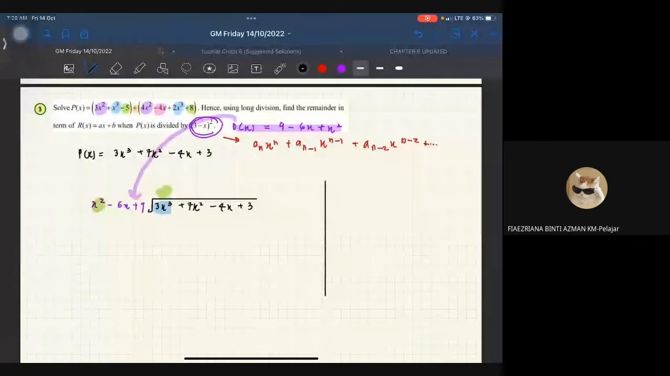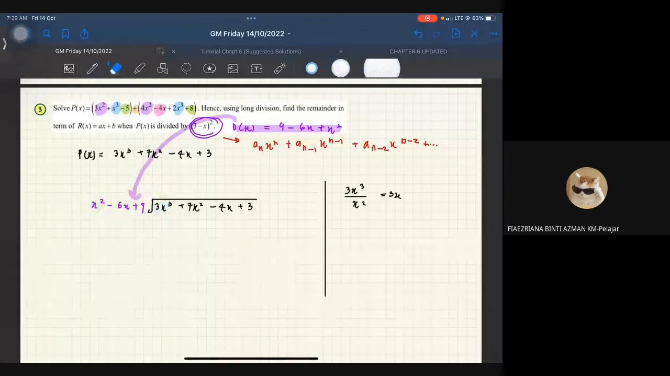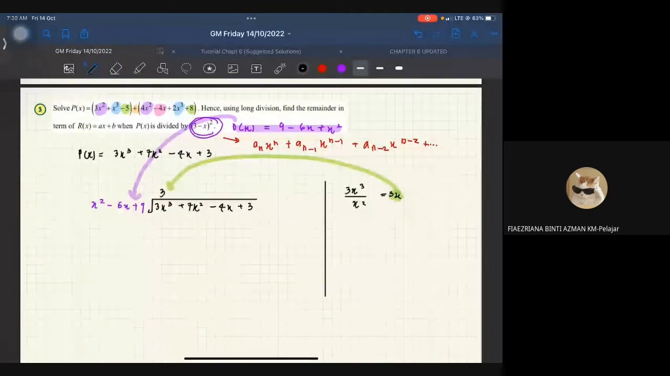So, saya ada 3x cubed. Okay, and then saya bahagikan dia, I divide it with yang ini, x square. Sebab saya nak cari apa yang saya nak letak dekat atas ni. Okay, so dekat sini saya dapatlah 3x. Okay, so saya just letakkan sahaja benda ni. I just take this one and I put it into this one. So saya ada dekat situ 3x. Settle.